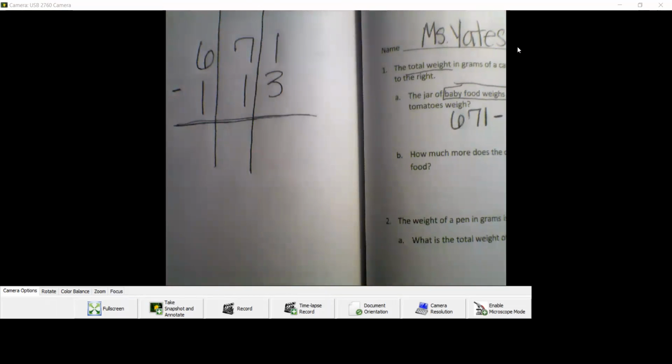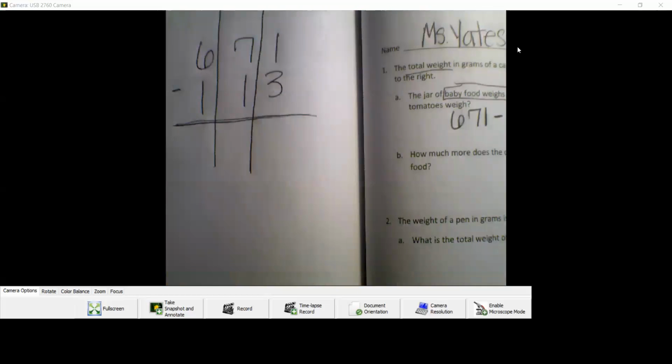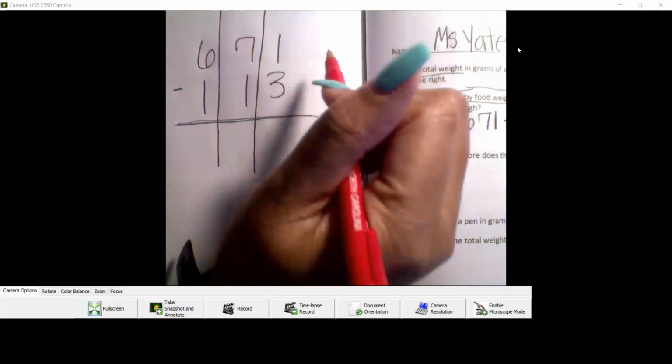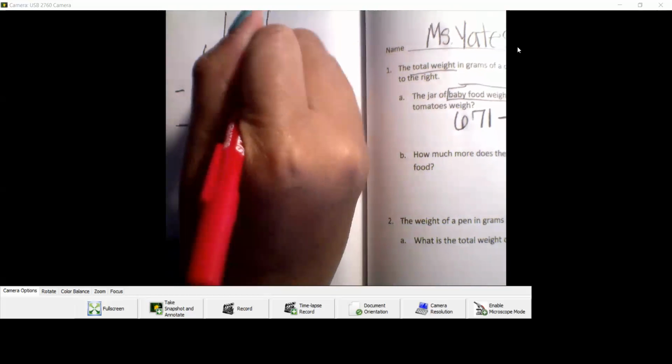So I want you to hold up one finger and take away 3. So I'm holding up one finger. Can I take away 3 from that? No. So it means I need to borrow from the tens place. I need to borrow a 10 from the tens place. So I'm going to borrow a 10.